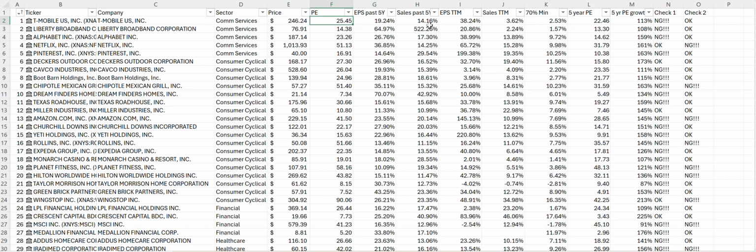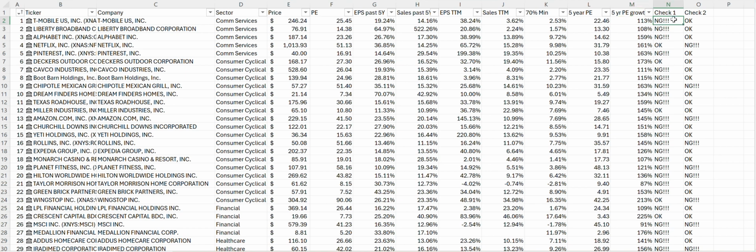So the 5-year PE growth from this line versus this line. That's the current PE, that's the 5-year projected PE based on 70% growth of these four factors here. I get for T-Mobile 113% growth.